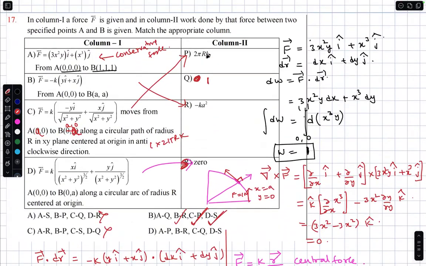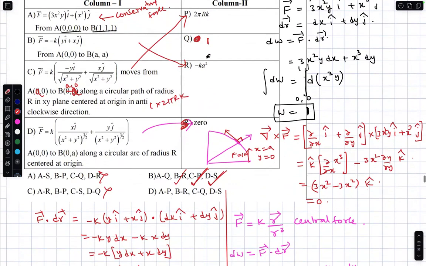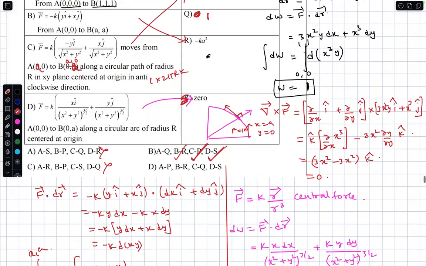Have you all understood? Is it a conservative force? How? It will depend only on initial and final points. Otherwise also, del bar cross F bar is 0. Okay. Have you understood B? B is a simple question. B simple one only. What about C?